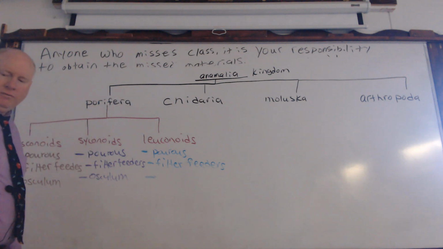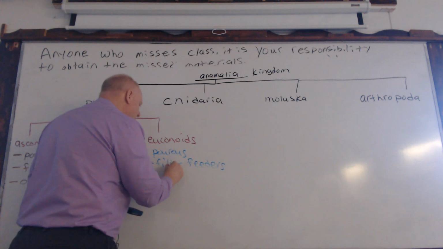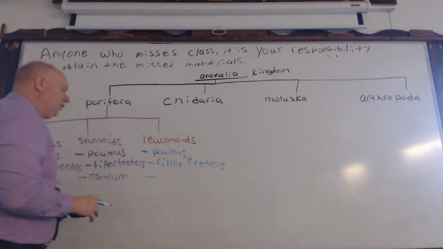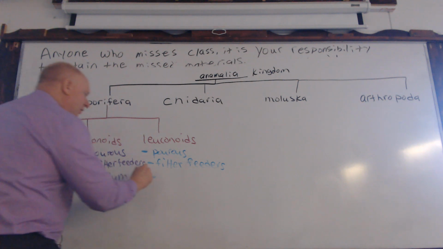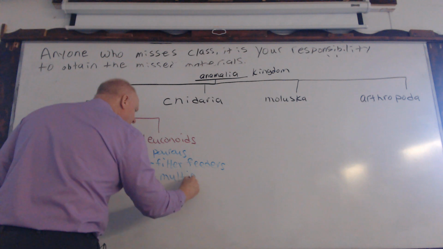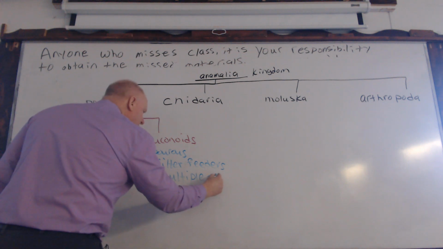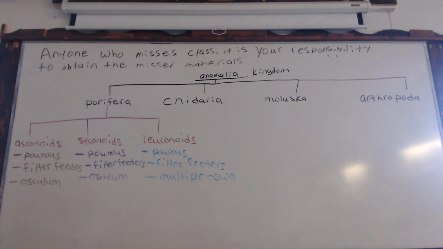Now, we want to be just a little more specific with what we're going to write on this one. Do they have an osculum? Yes. But how could you be a little more specific? Okay, so these have multiple oscula. We're just going to use that as a plural form. Multiple oscula is the leuconoids.